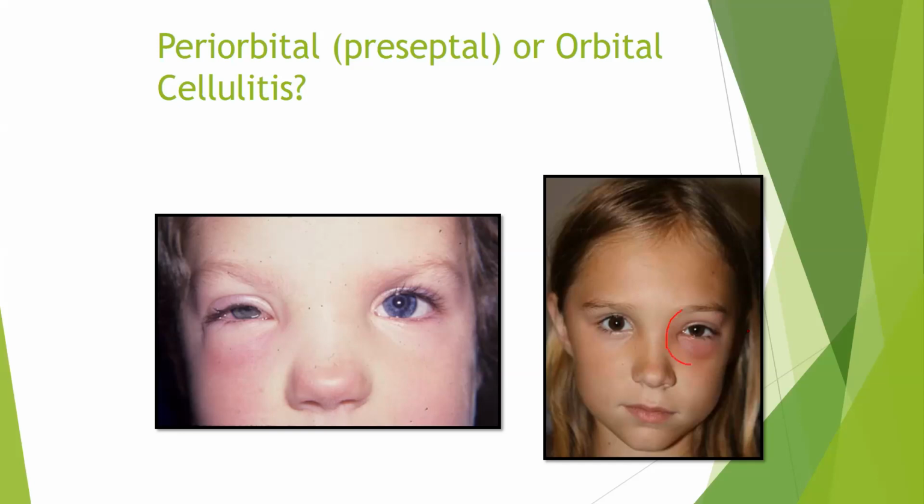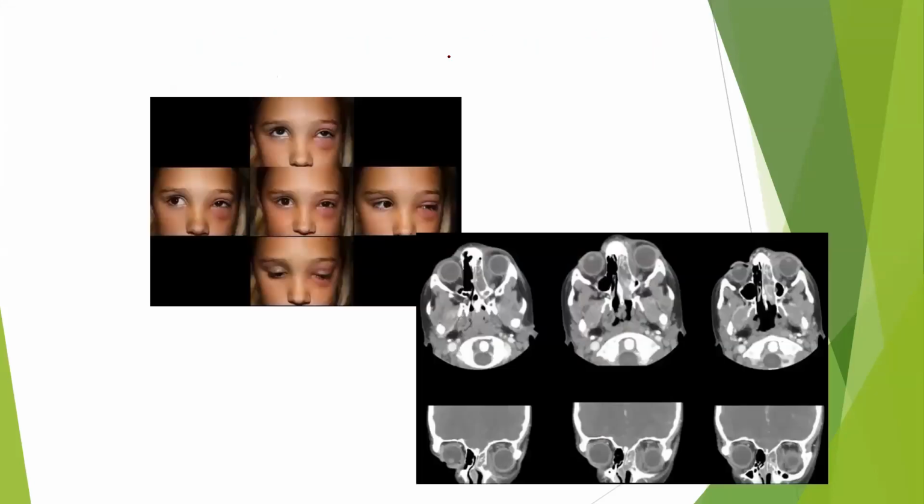This could be an orbital cellulitis if she's unwilling to move this eye. Even though this looks worse, it could be periorbital if he's able to move the eye okay. So actually in this case, this gal, look, so here's her extraocular eye movements. See how this eye is not moving as much? So it's there and there.